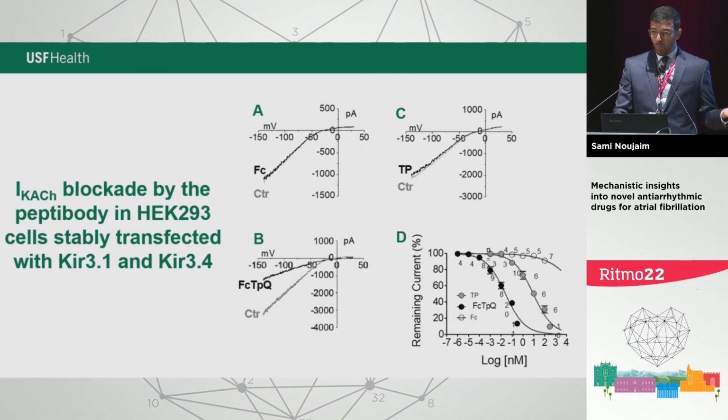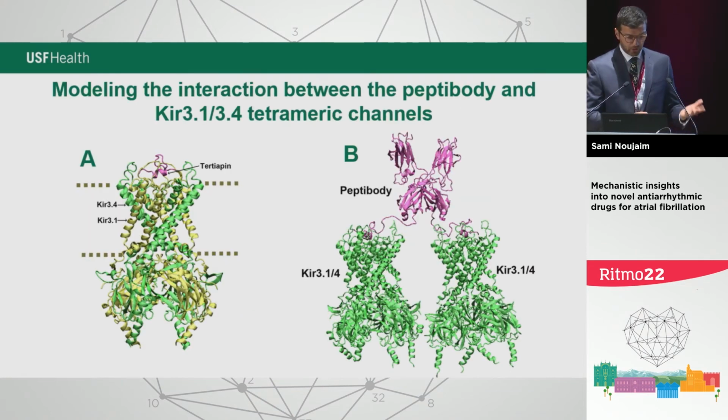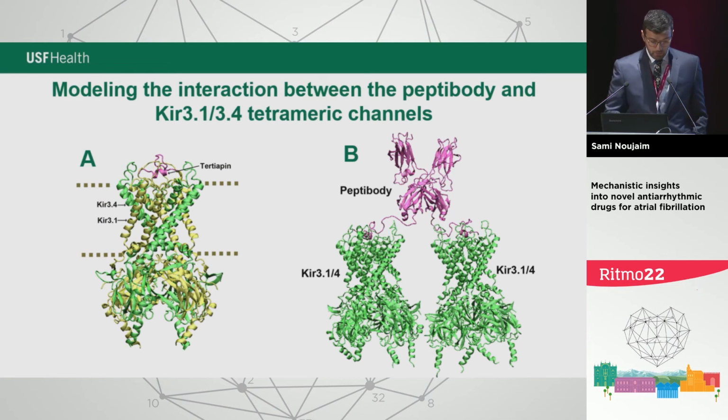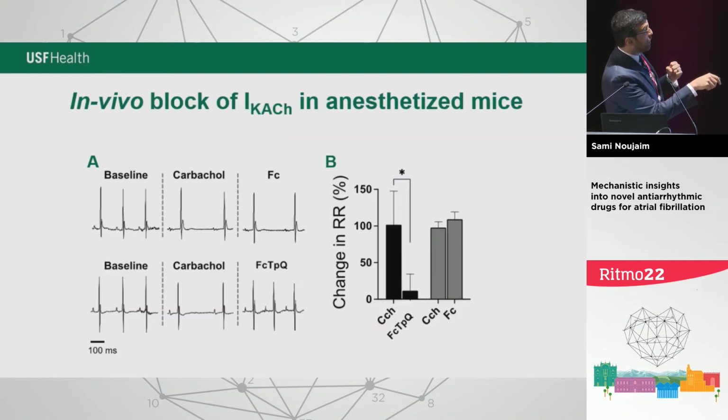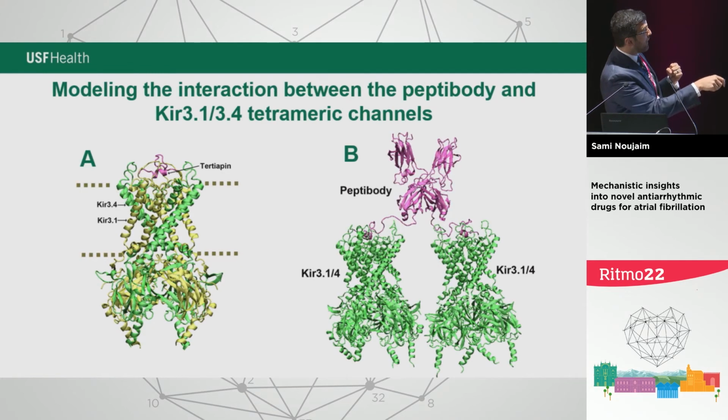And this pushed us to think, why is it that this peptibody is a much better and much stronger blocker of the channel compared to tertiapin? We turned again to the molecular dynamic simulations, and here I show you the model of tertiapin that is blocking the IKACh channel, right here at the extracellular space. This is a cartoon of the actual peptibody, where you see the Fc fragment is right here, the glycine spacers are right here, and the tertiapin molecules, the warheads, are right there. And a molecule of the peptibody binds two channels at the same time.